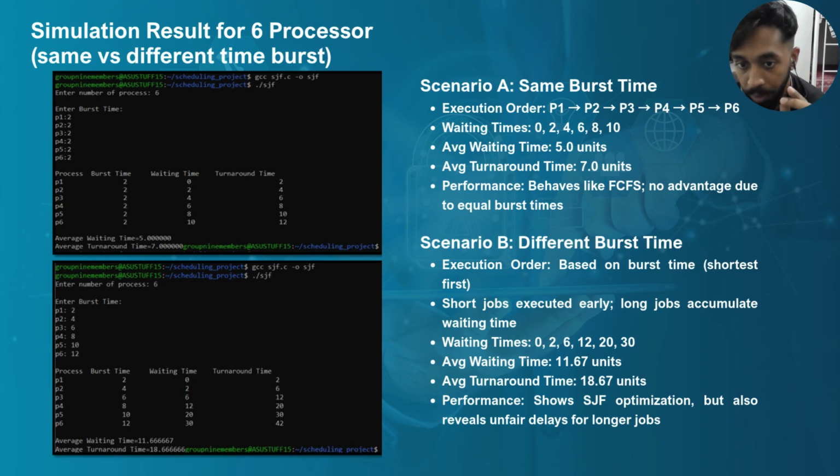But in scenario B, when there's a different burst time, it actually executes based on the shortest job first. So the short jobs are executed early. So let's say the waiting time went 0, 2, 6, 12, 20, and 30, and the average waiting time is 11.67 units, while the average turnaround time is 18.67 units. This once again shows that through the SJF optimization, it can actually finish the shortest job first, but this also reveals that there are unfair delays for longer jobs. So longer jobs have to wait for a longer time since the shorter jobs are given priority.